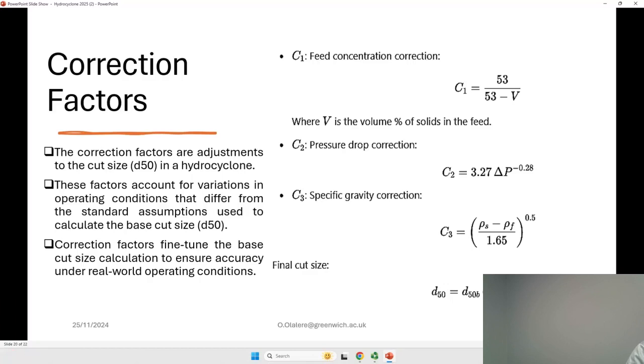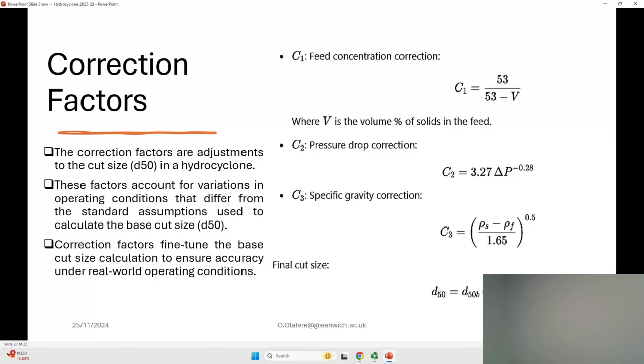So there is a correction factor for different parameters. The first one is the correction factor for feed concentration. Let's say from the hydrocyclone used before, there is a particular amount of solid in the mixture that they are dealing with, but yours is lesser. So you need to add a correction factor. That is the formula for the correction factor for concentration, for viscosity. That is 53 divided by 53 minus V. That V is the volume of solid in the feed.